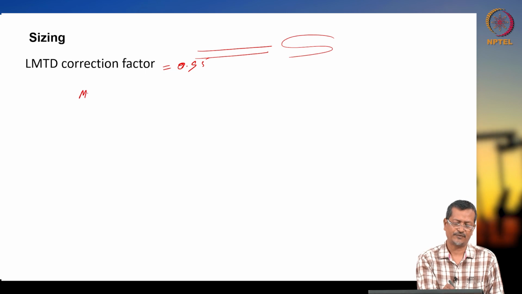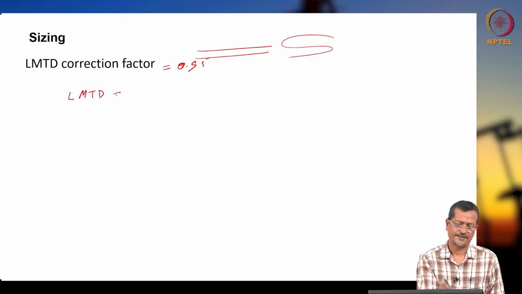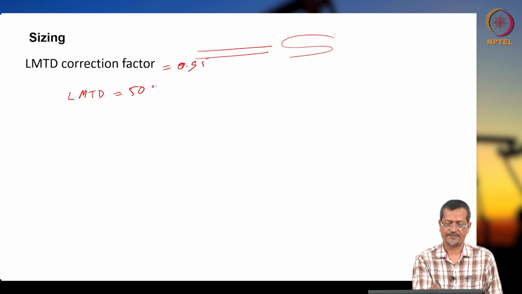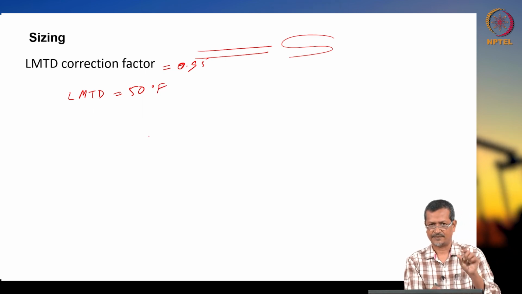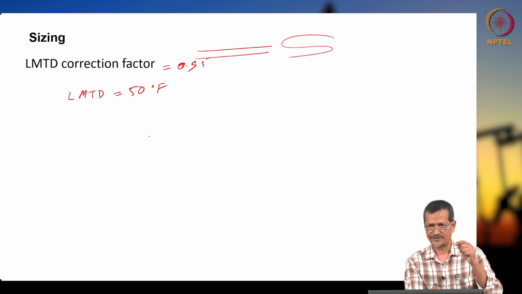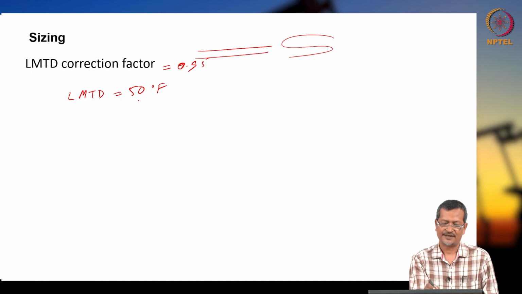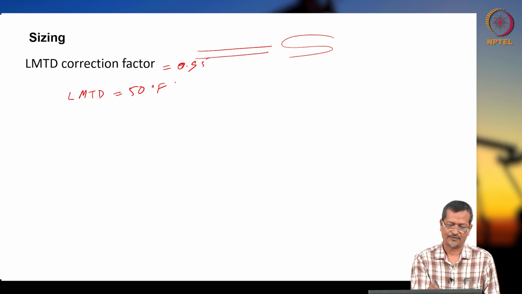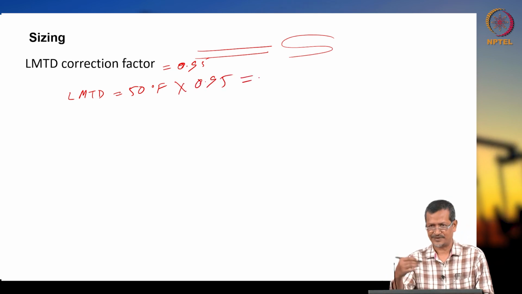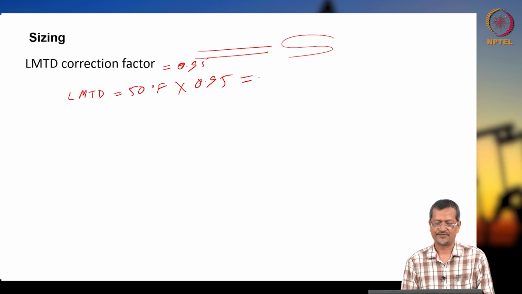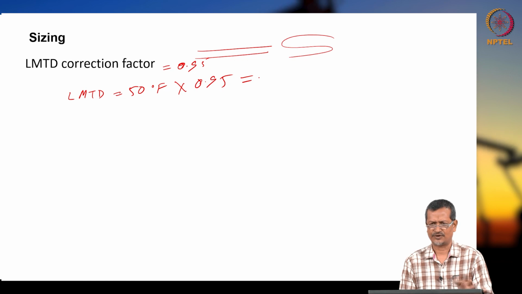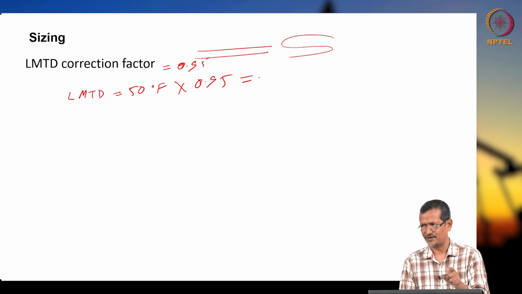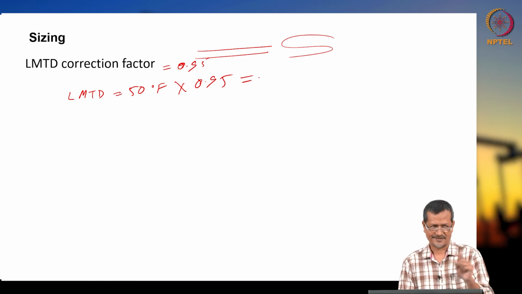For example, say you get an LMTD of 50 degrees, Fahrenheit or centigrade, whatever. Because of this LMTD factor, the actual temperature difference you have to consider is lower. If you are considering the factor, then you have to multiply by 0.95 and use that value. If in the problem I do not give any factor value, or if I ask you to ignore it, then no need to consider it. But if I give the value, then you have to consider it, otherwise your answer will be wrong.